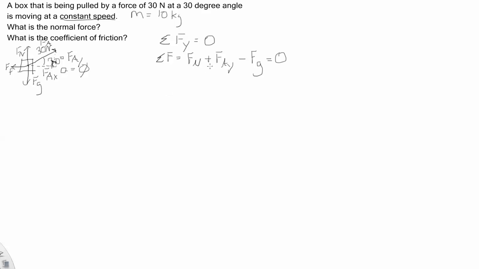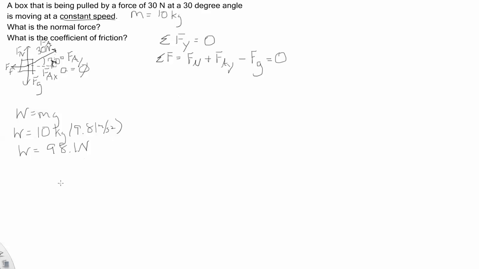Now that I have this figured out, I need to solve for normal force. I can figure out the force of gravity easily enough. It's just weight. Weight is mg. Mass is 10 kilograms, and g is, of course, 9.81 meters per second squared. So I have 10 times 9.81, that's 98.1 newtons. There's my weight.